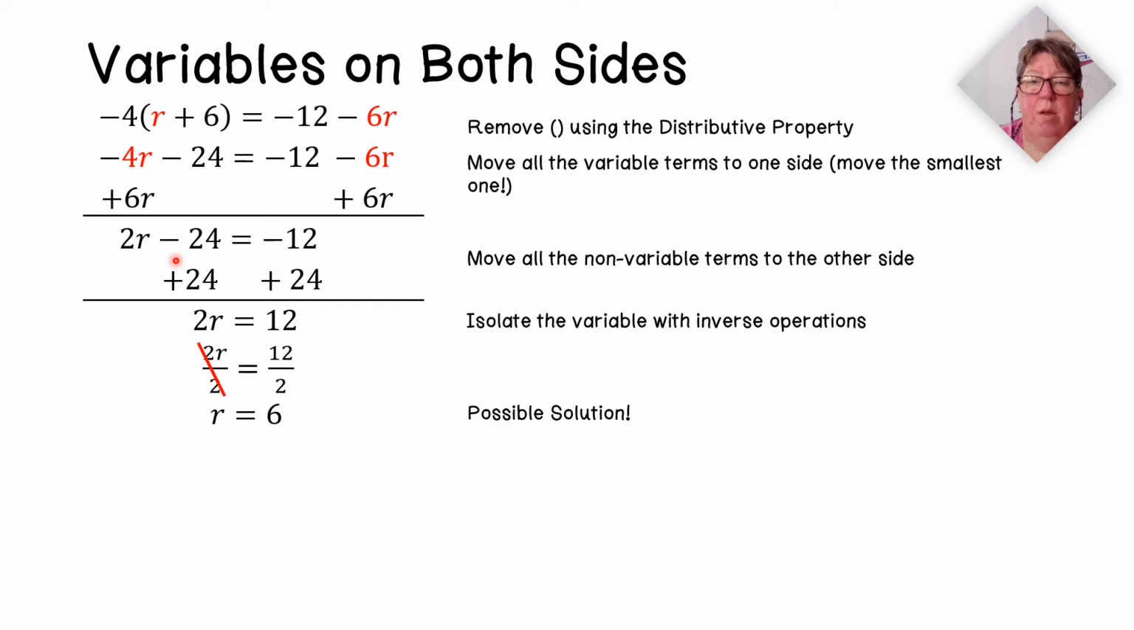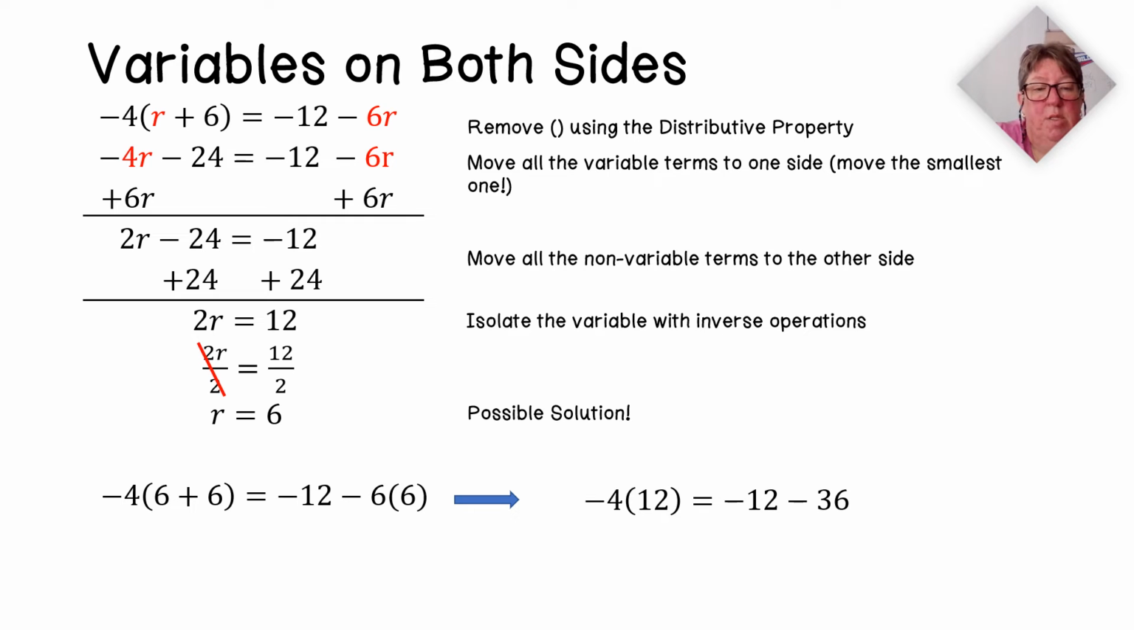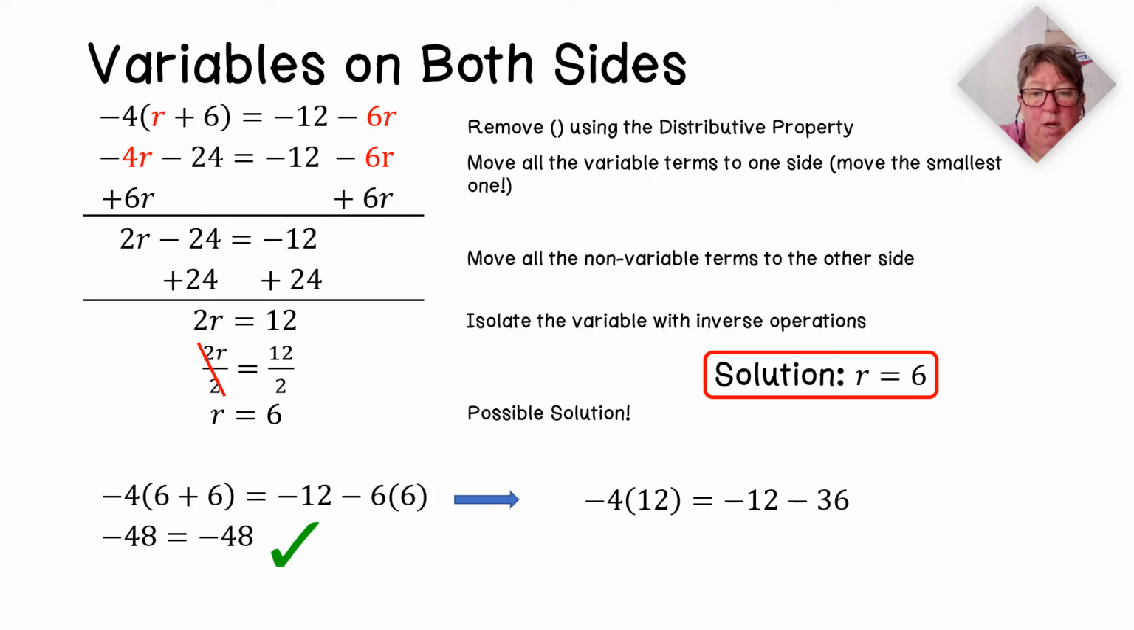What's my last step every single time? Verify my solution. So I'm going to take 6, and everywhere there was an r in my original equation, I'm going to put a 6, and then I'm going to simplify. So I end up with negative 4 times 12 is equal to negative 12 minus 36, which is negative 48 equals negative 48. That is a true statement, so I know that my solution is correct. My solution is r is equal to 6.